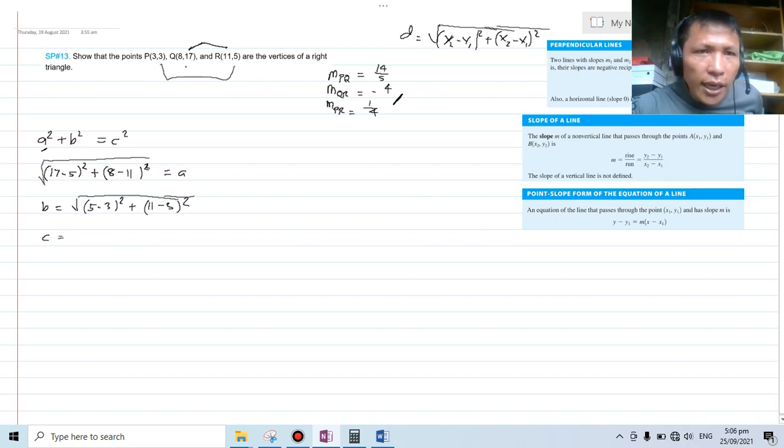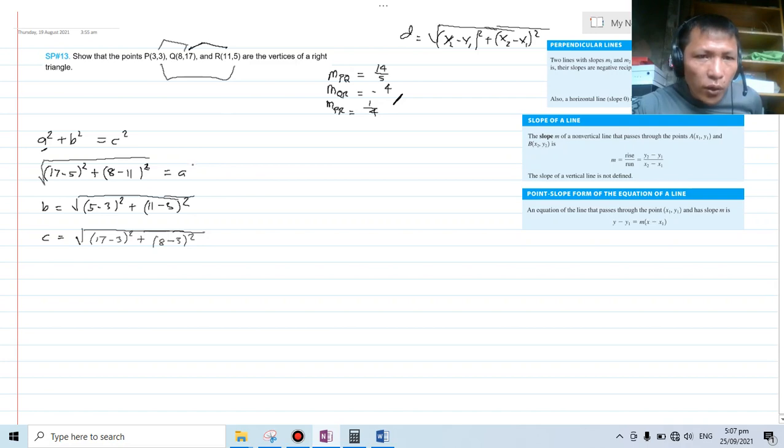And my C is this line, PQ, which has a slope of 14/5. So PQ should be my C. It is the square root of 17 minus 3, for y2 minus y1 squared, plus 8 minus 3, squared. So this is C squared.